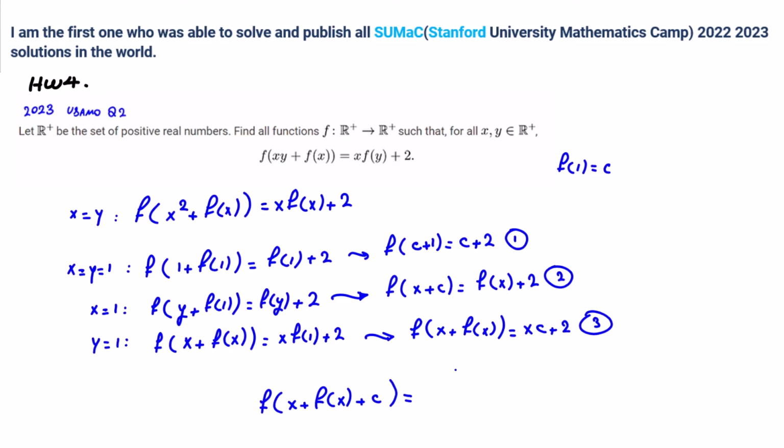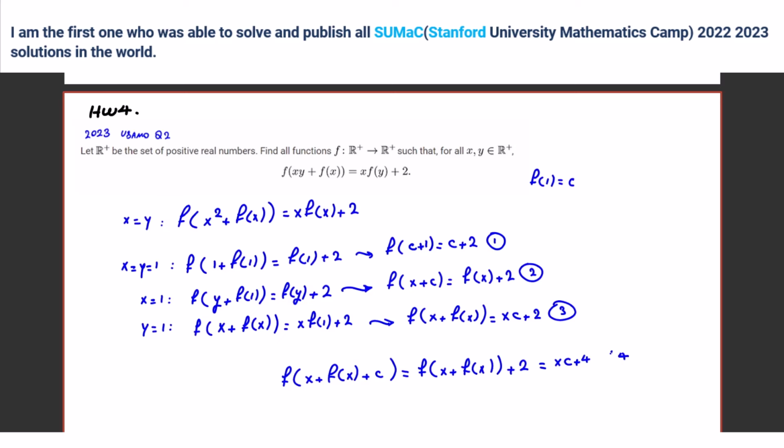Or also in one way, if you combine these things, we can say it equals f of x plus f of x plus 2. You can say x here is x plus f of x, right? f of x plus f of x, plus 2, right? And we know f of x plus f of x, right? It is a combination of these things. So f of x plus f of x is what? xc plus 4. Exactly, xc plus 4. Okay, now pay attention. Let's call this one the fourth result. See how we can combine these things to reach a good result.